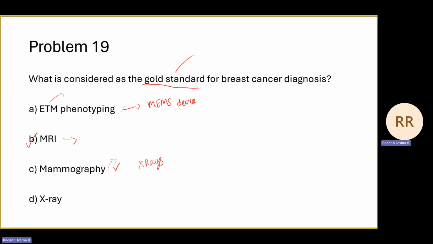ETM phenotyping we can use to find it, but again it depends on the comparison between the properties of the tissue. Unless we have some standard, the values will differ from person to person. It will not have a fixed, regular standard. In the case of MRI as well as mammography, we are using images in order to find it. In MRI, since we have very detailed images, we can find even tumors that are missed using mammography. So the gold standard for breast cancer diagnosis is MRI. So the correct answer is option B.